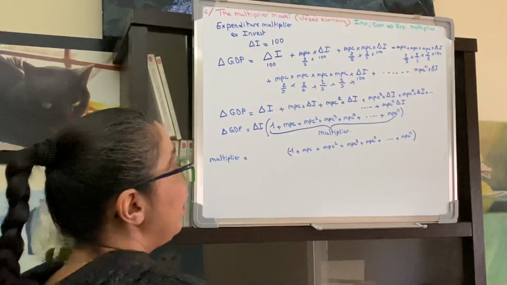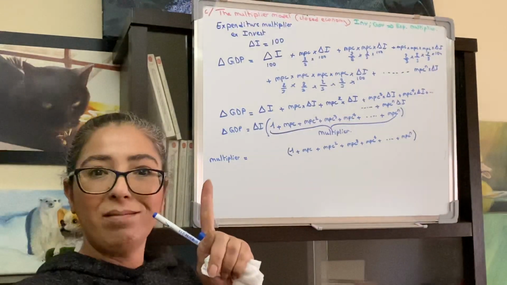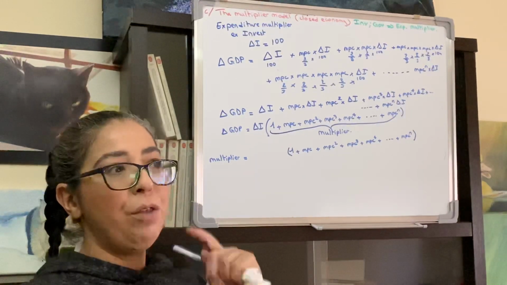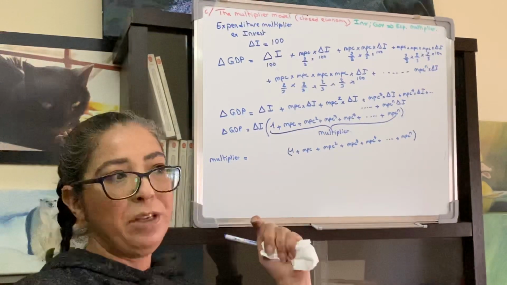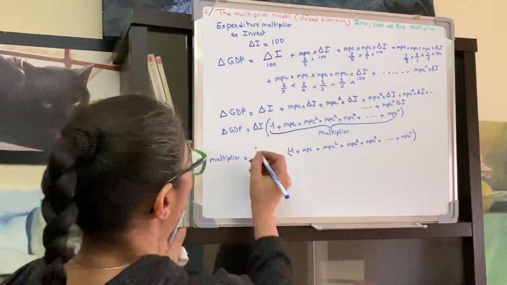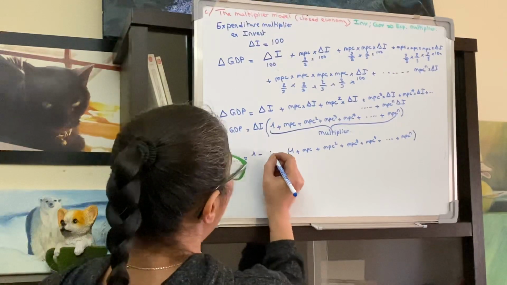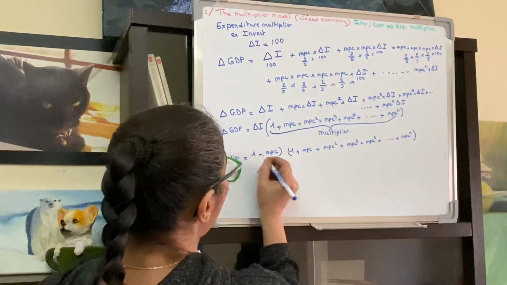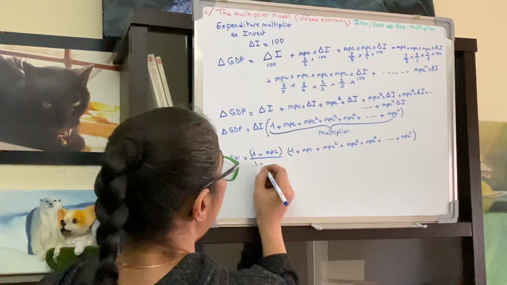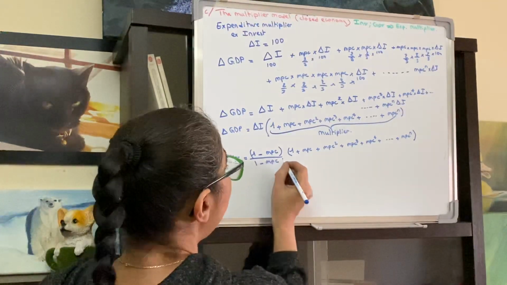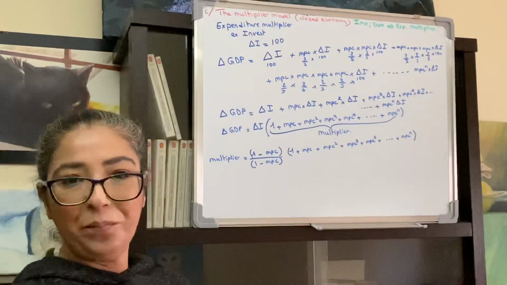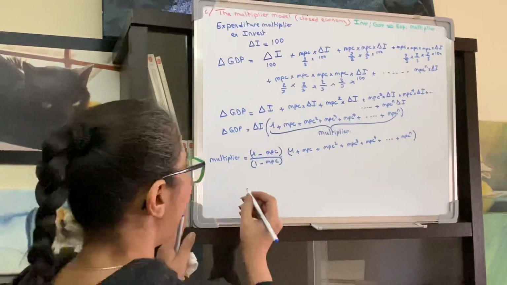Okay, I'm going to multiply by 1. 1 is equal to 1 over 1, 2 over 2, 3 over 3, 1 minus MPC over 1 minus MPC. It's equal to 1. So I'm going to multiply by 1 minus MPC between parentheses and divide by 1 minus MPC. It's as if I had done nothing. I multiplied this number by 1. What's going to happen here?